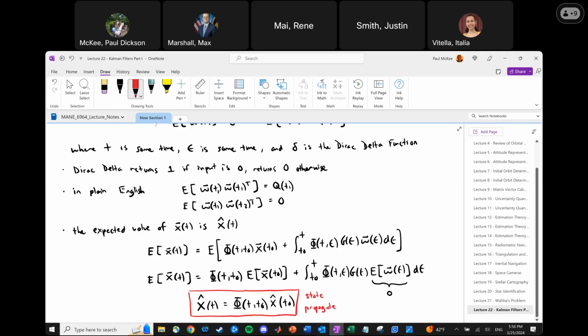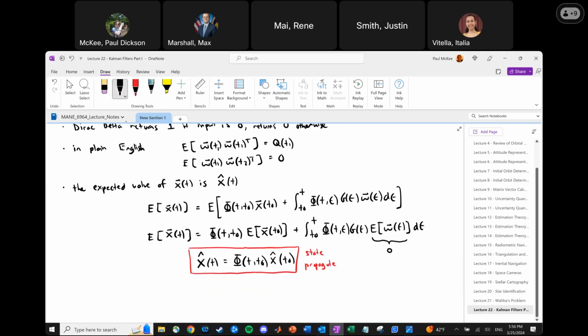Now, this works, I want to make it very clear. This works because we assumed white process noise. If your noise was biased, this might be a mistake. If your noise was biased, then the expected value operator here would not be 0, so we need to take that into account. Okay, so the state propagation is done.